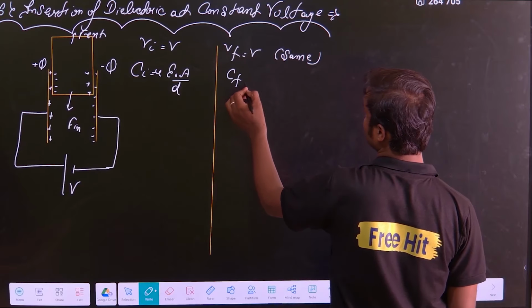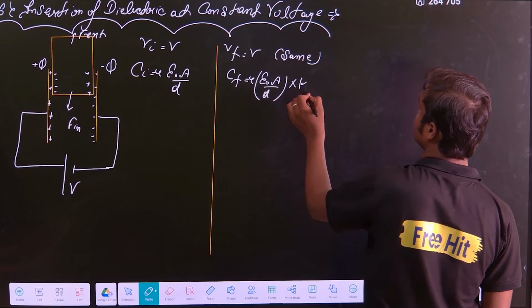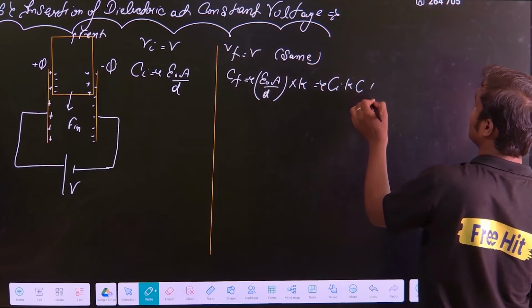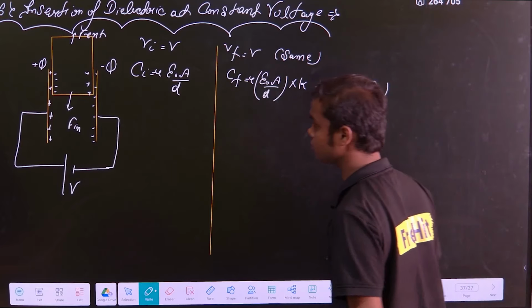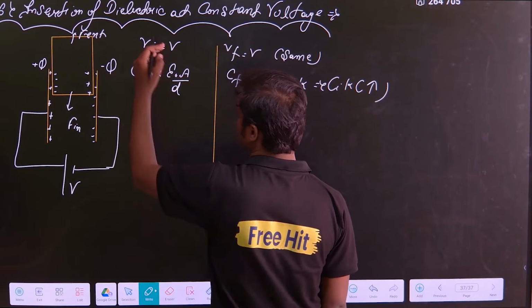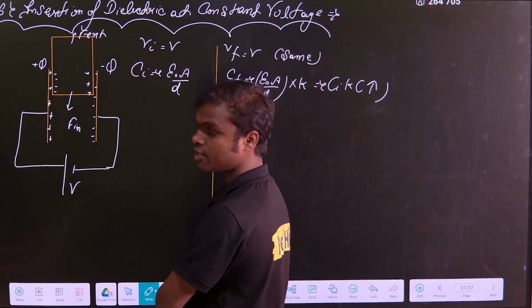What is C final? Epsilon naught A by T into K. So I can say it is C initial into K. That is increase, correct? Capacitance is going to increase. Now after capacitance, we have talked about voltage and capacitance. Then the next thing is what?